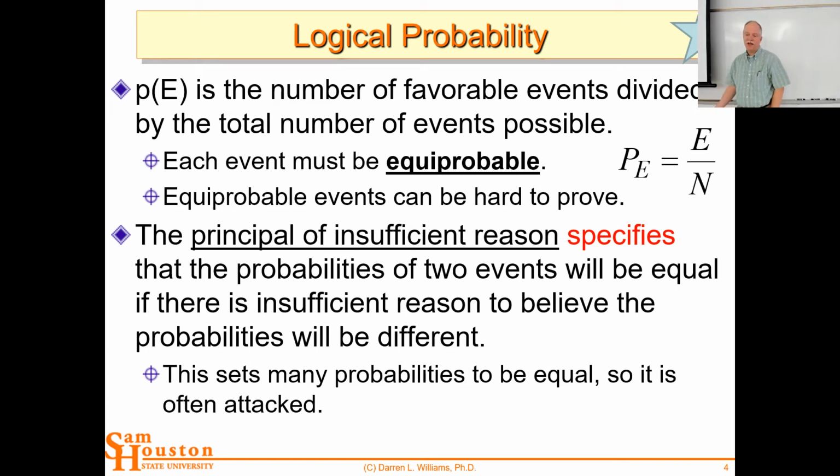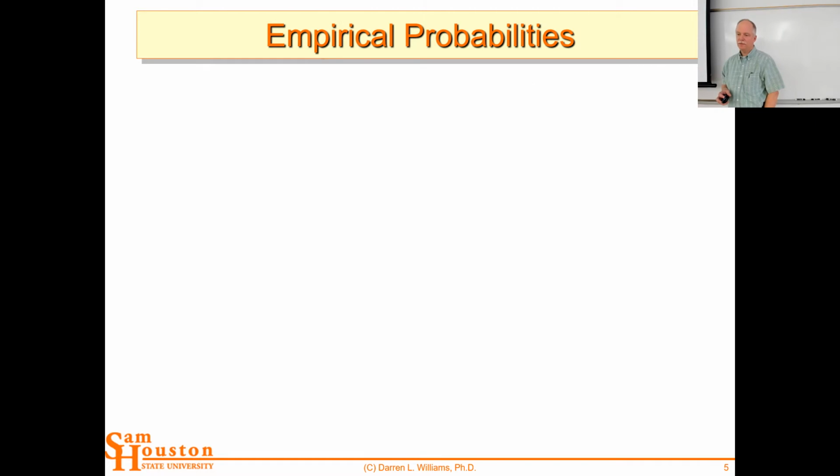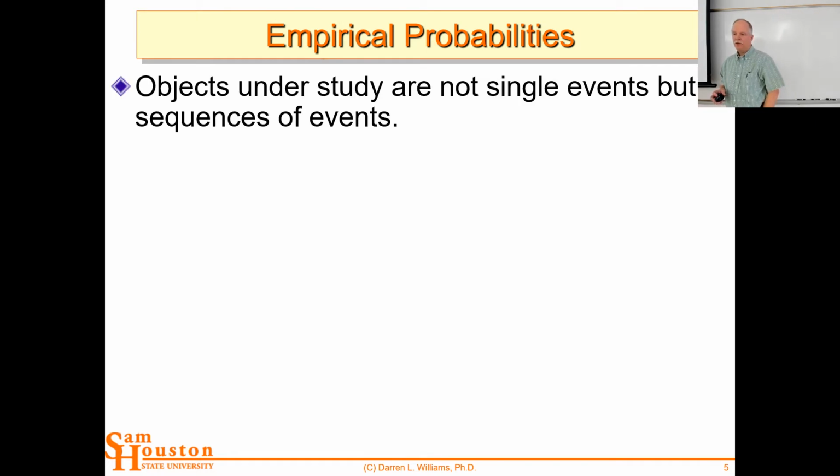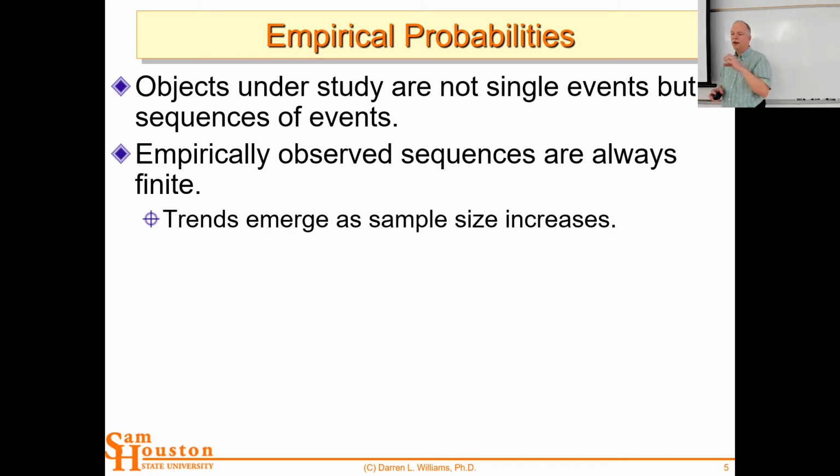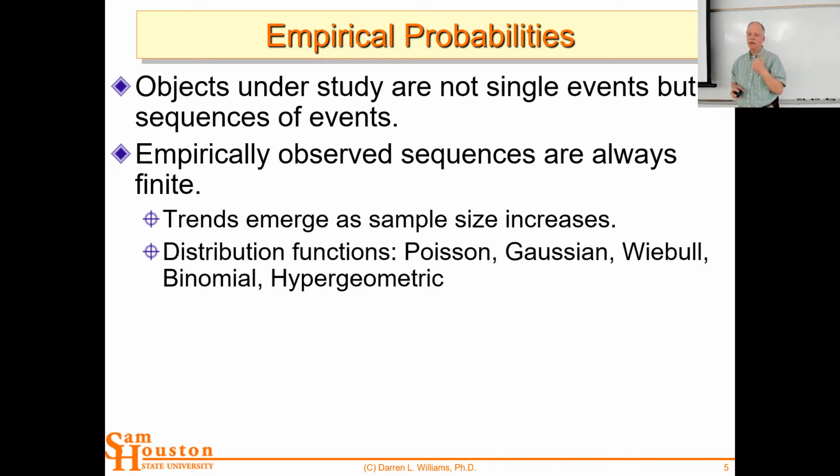And sometimes this is attacked because it sets too many probabilities to be equal. Okay. But it is the null hypothesis. You have to do statistical testing to see if that hypothesis is rejected. So the objects under study are not single events, but sequences of events. And so we have to go through and determine if there are trends in the empirical probabilities. And these emerge as the sample size increases, and they typically will be, you don't get a single number, you get a distribution of results.